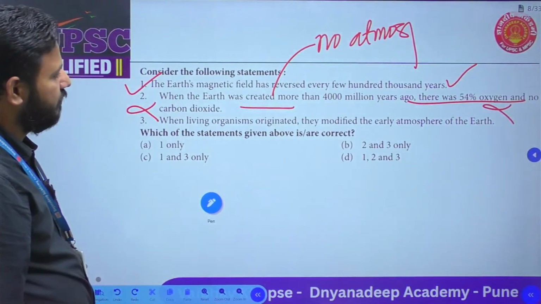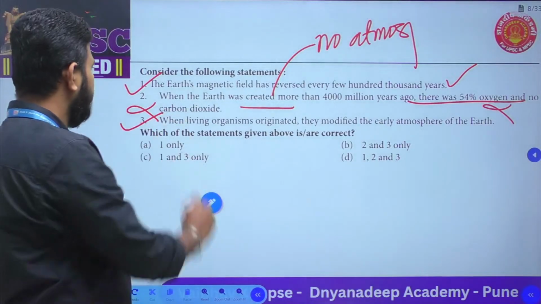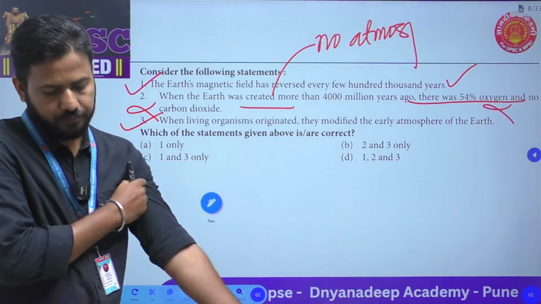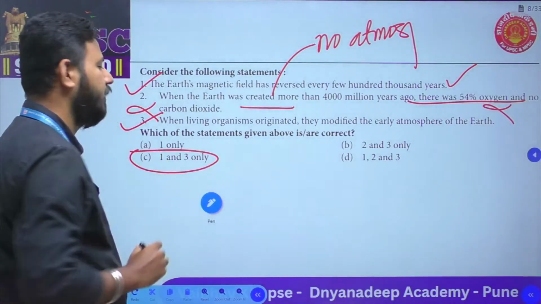When living organisms originated, they modified the Earth's early atmosphere. This statement here is true. Okay, so your answer here should be C, 1 and 3.